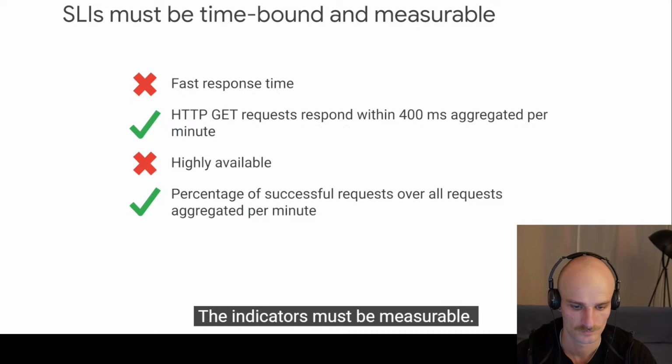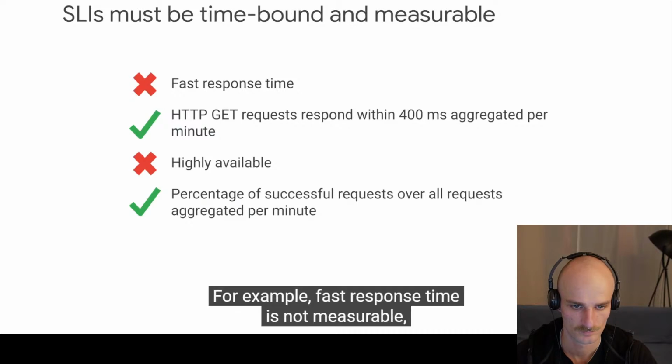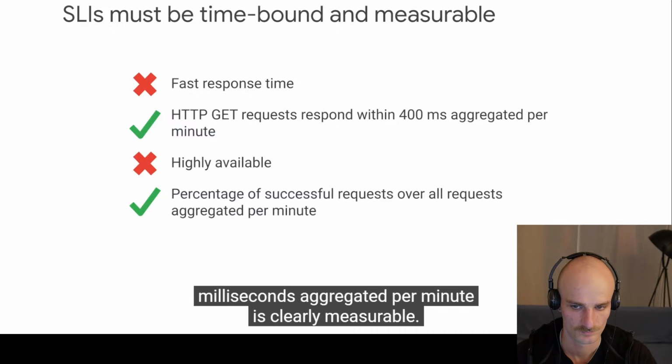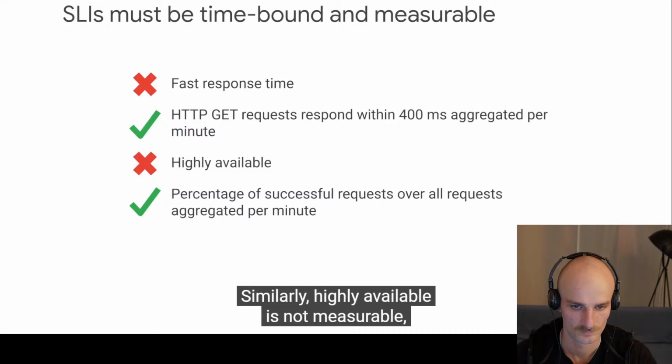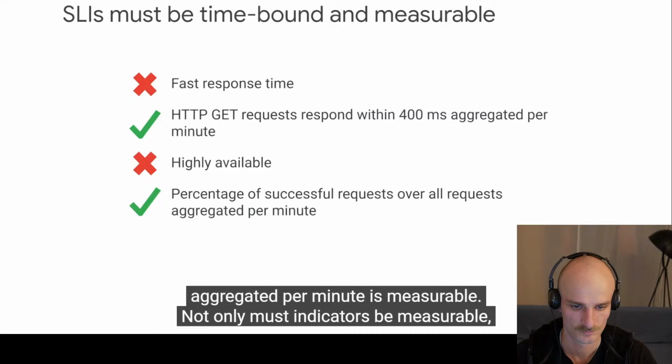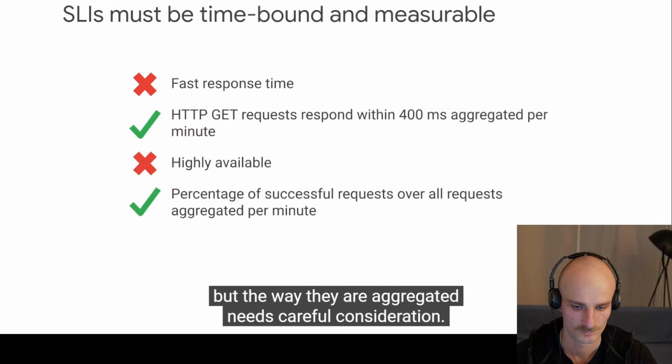The indicators must be measurable. For example, fast response time is not measurable, whereas HTTP GET requests that respond within 400 milliseconds aggregated per minute is clearly measurable. Similarly, highly available is not measurable, but percentage of successful requests over all requests aggregated per minute is measurable. Not only must indicators be measurable, but the way they are aggregated needs careful consideration.